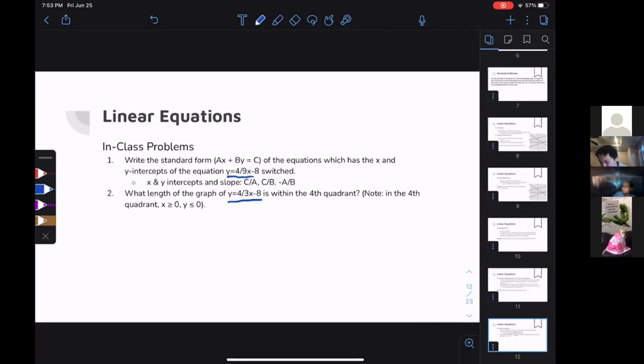I've written here that for standard form of a line, ax plus by equals c, the x-intercept, y-intercept, and slope, in that order, are c divided by a, c divided by b, and -a divided by b. And remember, you have to switch the x and y-intercepts of the line represented by that equation.